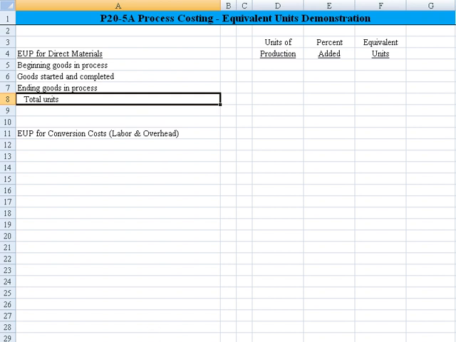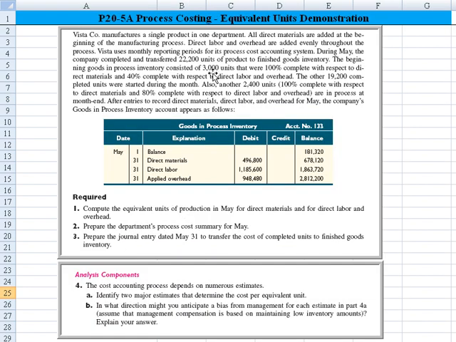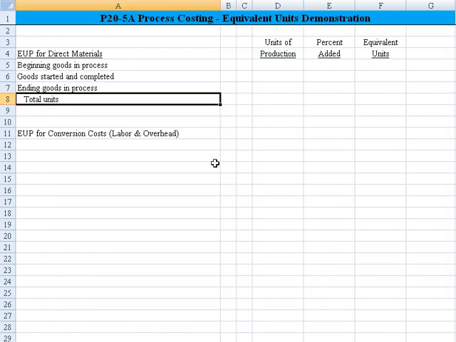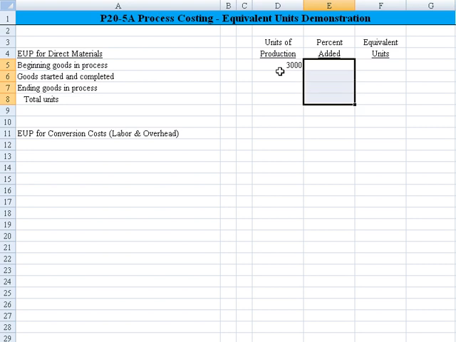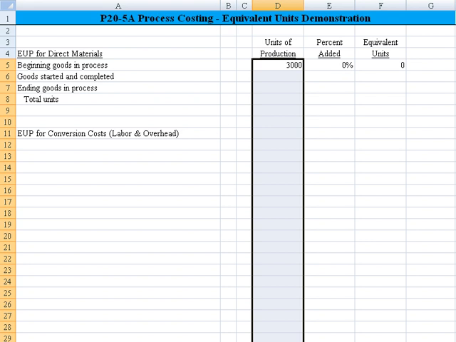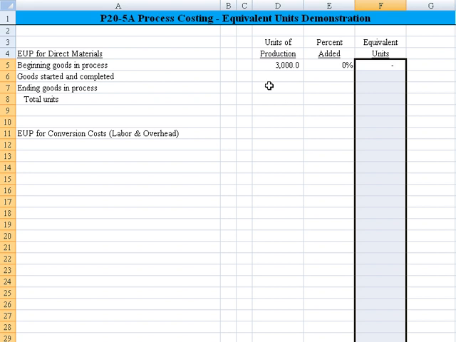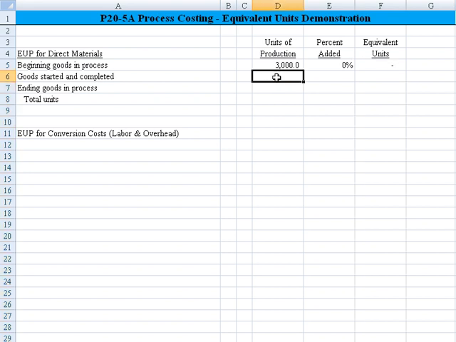All right. Well, the beginning goods in process were 3,000 units. So we can assume we had 3,000, so percent added, why don't we format this as a percentage, is going to be 0, and therefore equivalent units would be the units of production times the percent added, right? And that will be 0. And let's format this in a nice way as well. Okay, goods started and completed.